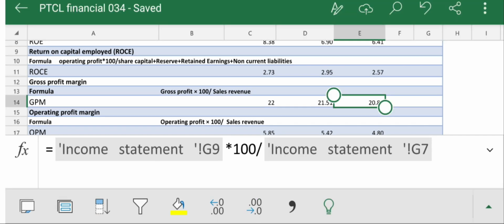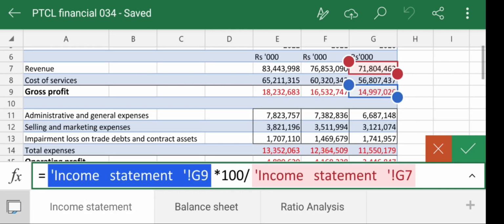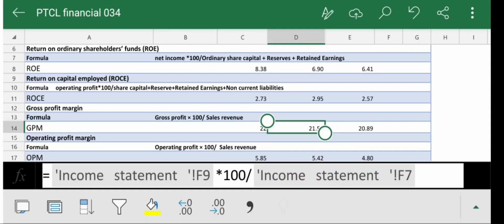Next is the gross profit margin. The formula is gross profit divided by sale revenue, multiply 100. The figures are taken from the income statement. To find the gross profit margin, gross profit is divided by the sales revenue of 2020, which is here. Similarly, in 2021 and 2022.